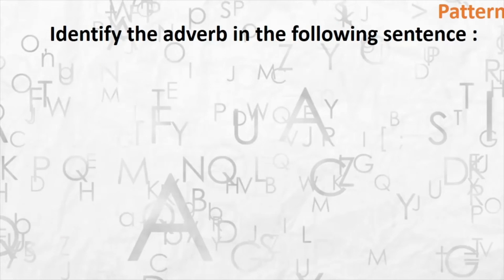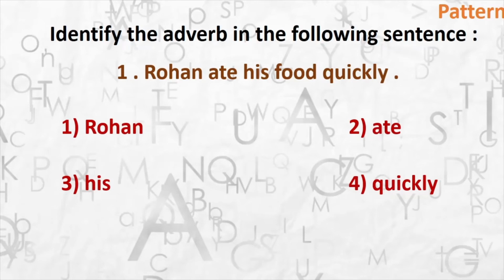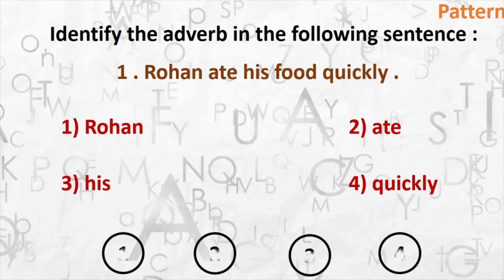Identify the adverb in the following sentence. This is the question like I told you. This is the sentence. Rohan ate his food quickly. So which one of these words is the adverb? Is it Rohan? Is it ate? Is it his? Or is it quickly? Which one of these is the adverb? It is option number 4, quickly. Rohan ate his food. How did he eat it? Manner, quickly, fast. So this was question number 1 for you.